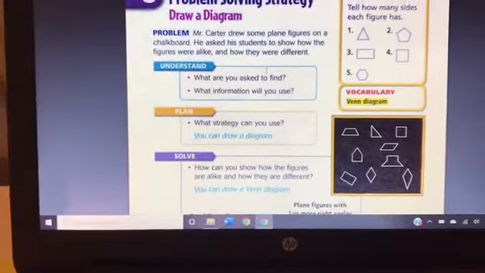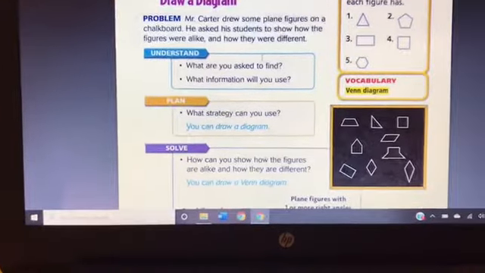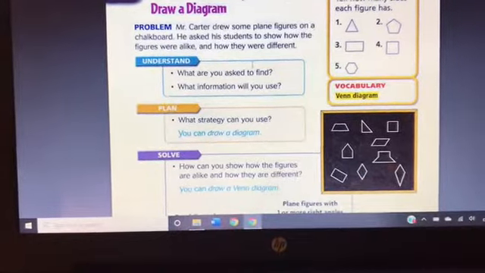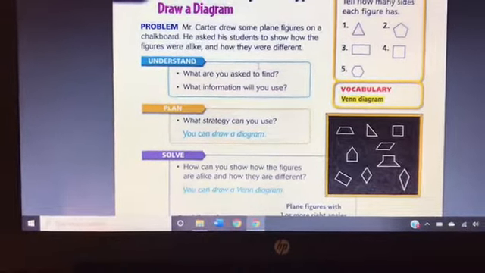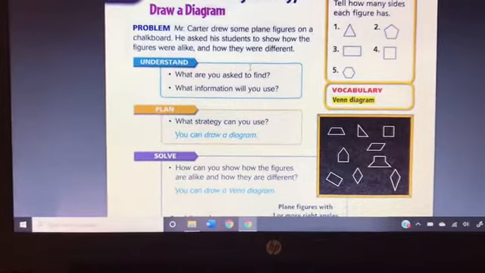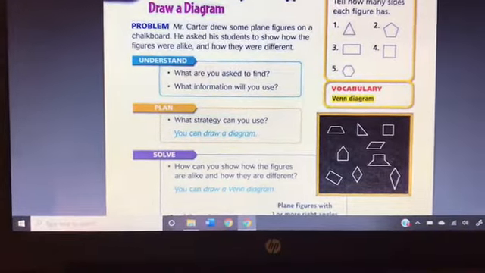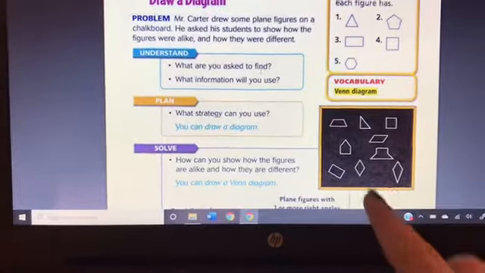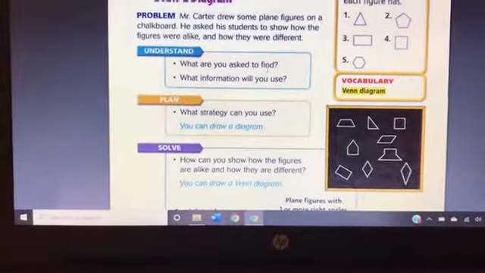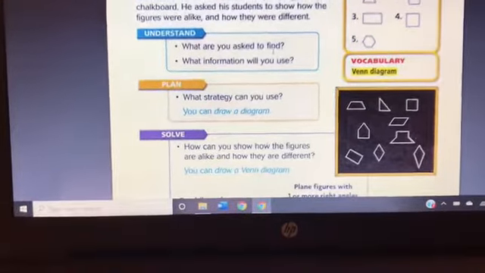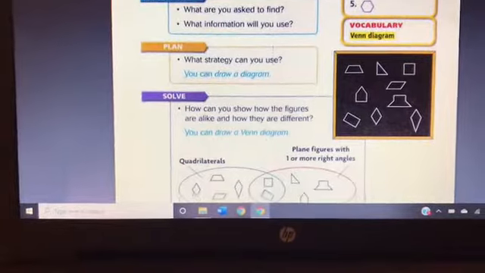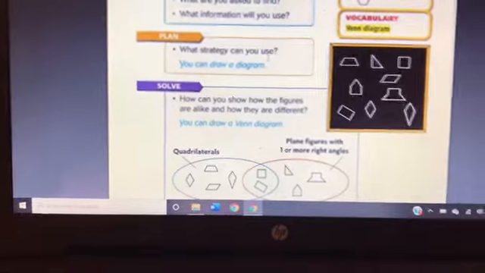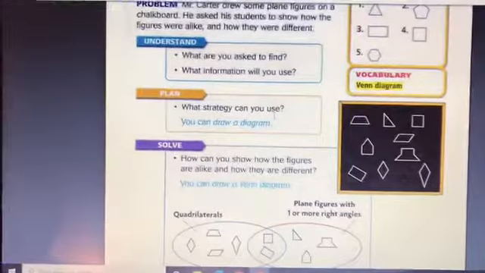Let's check it out. Here's our problem. It says, Mr. Carter drew some plane figures on a chalkboard. I think that's these ones down here. He asked his students to show how the figures were alike and how they were different. So we need to see what we were asked to find. Well, we were asked to find how some of these shapes are alike and how some of them are different. And what strategy do you think we're going to use? Well, we know what they're talking about here, right? Venn diagrams. So I think we're going to use a Venn diagram to try to solve these.